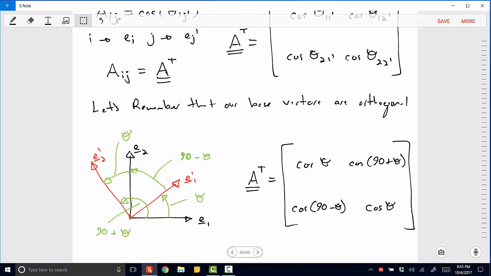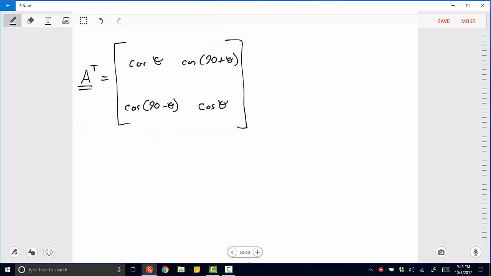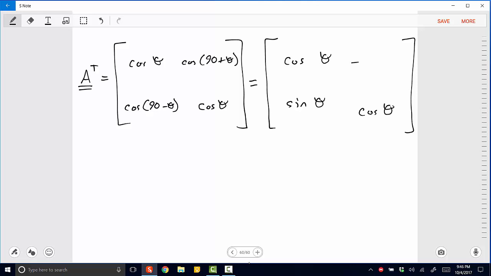Let's copy this and replace them with their sine equivalents. So cosine theta, cosine theta, cosine of 90 degrees minus theta is sine theta, and cosine of 90 plus theta should be negative sine of theta.